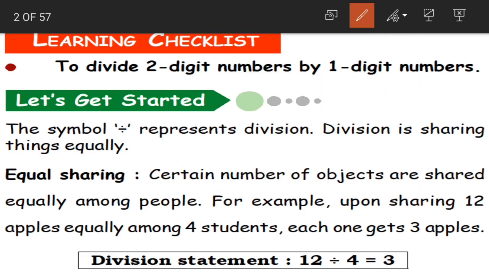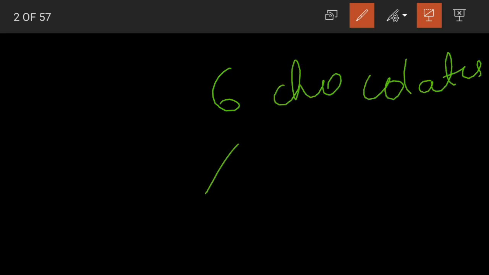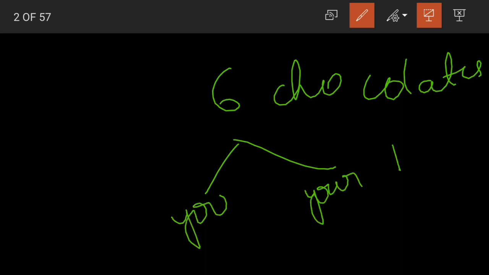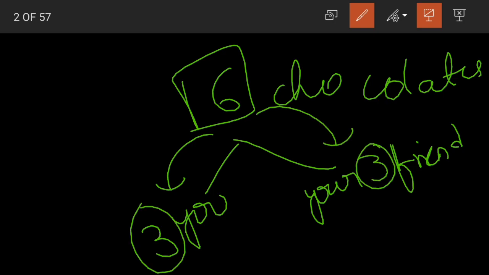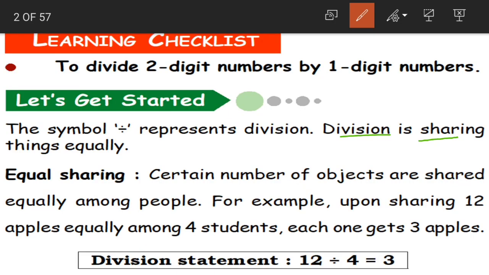Now what does division mean? Sharing things equally. Suppose we have 6 chocolates and I ask you to divide them between you and your friend, what do I mean? I mean that you need to share these chocolates equally. 3 for you and 3 for your friend. Yes, children? So this process of sharing equally is called division. Equal sharing. A certain number of objects are shared equally among people.